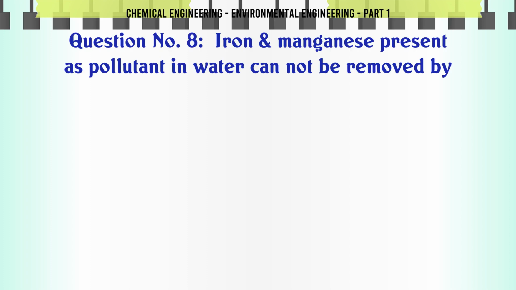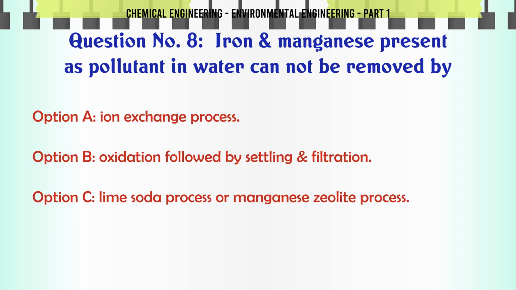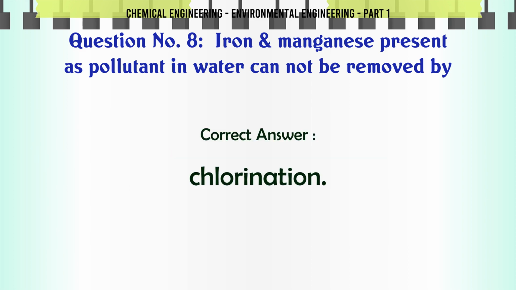Iron and manganese present as pollutant in water cannot be removed by A. Ion exchange process. B. Oxidation followed by settling and filtration. C. Lime soda process or manganese zeolite process. D. Chlorination. The correct answer is chlorination.